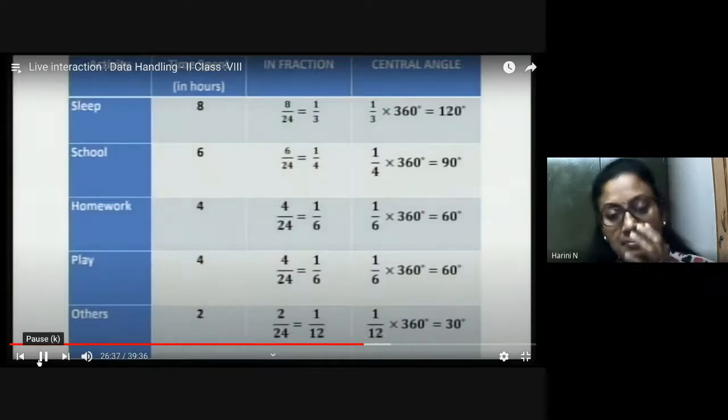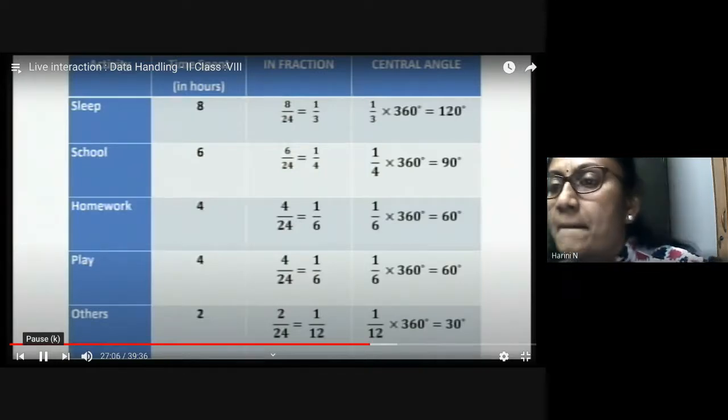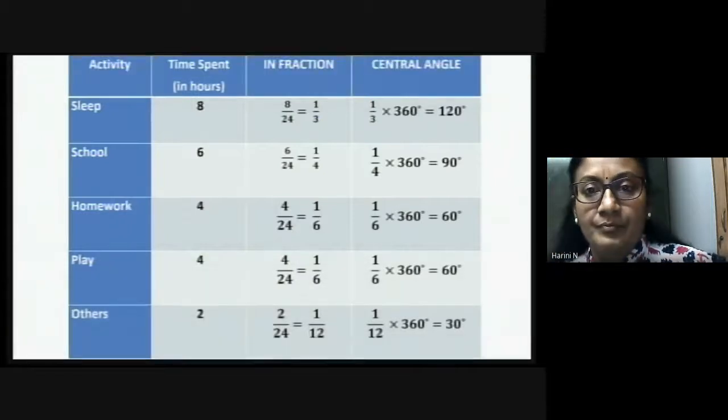The data. Okay. So the tabulation here is the same as you have done in problem 1. The activities are sleep, school, homework, play and others. The time spent on each of these activities is given to us already as 8, 6, 4, 4 and 2. So these are the hours spent for these individual activities. Now, what fraction of the complete day is each of these activities is what we have to find out.